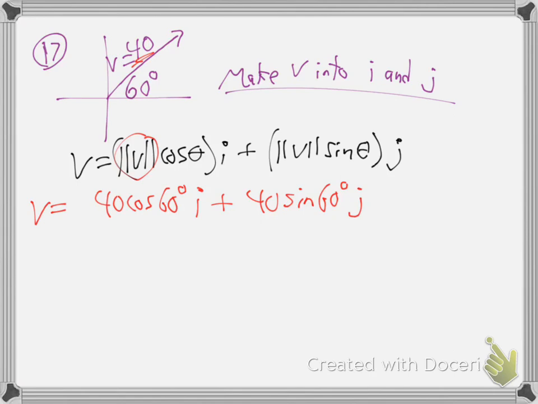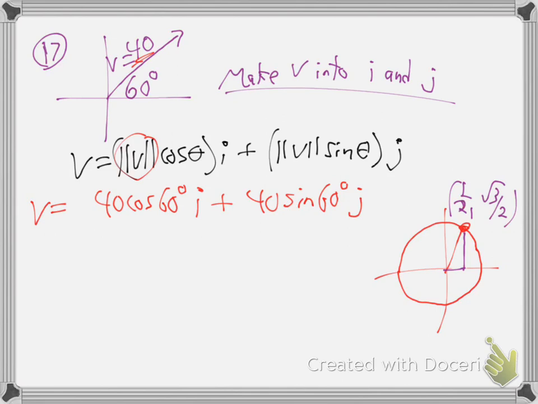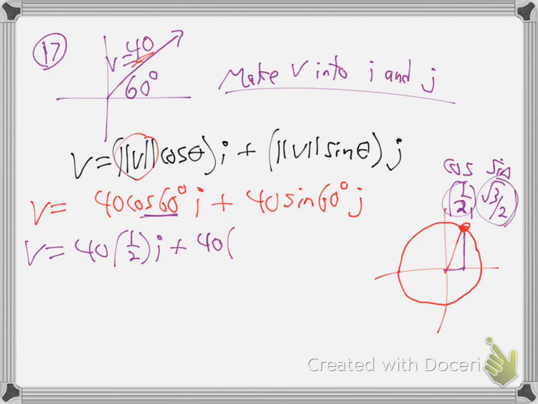Okay, if you go to the unit circle, go over here real quick. 60-degree angle, which is right there, almost to 90. So we remember that's over a little bit, up a lot. That's over a half, up √3/2. So that's cosine, sine from the unit circle. So vector V is 40 times the cosine of 60, which is a half, I plus 40 sine of 60, √3/2, J.